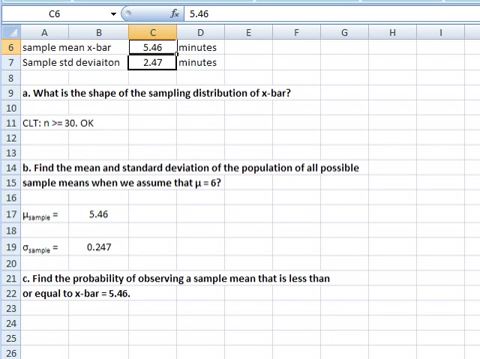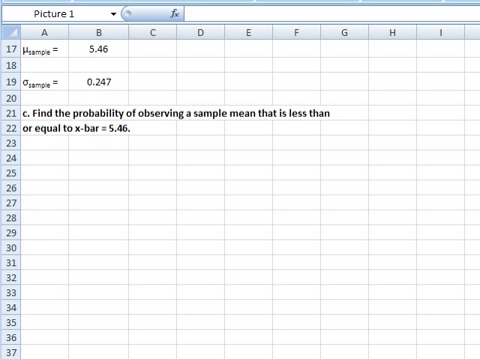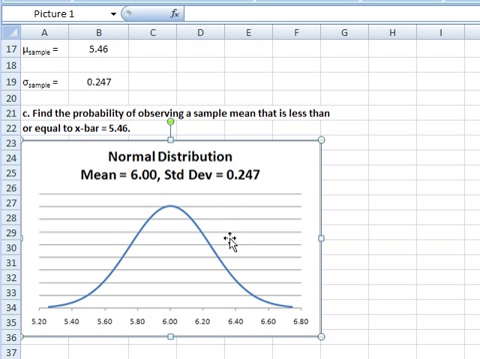I'm going to pull this up here so we can see what we're doing. And I just happen to have handy, you wouldn't believe it, a normal distribution curve set with a mean of 6 and a standard deviation of 0.247. I was thinking ahead. Now, 5.46 you can see is way out here on this tail. So the area under this part of the curve in here is going to be fairly small. But let's be a little more precise.